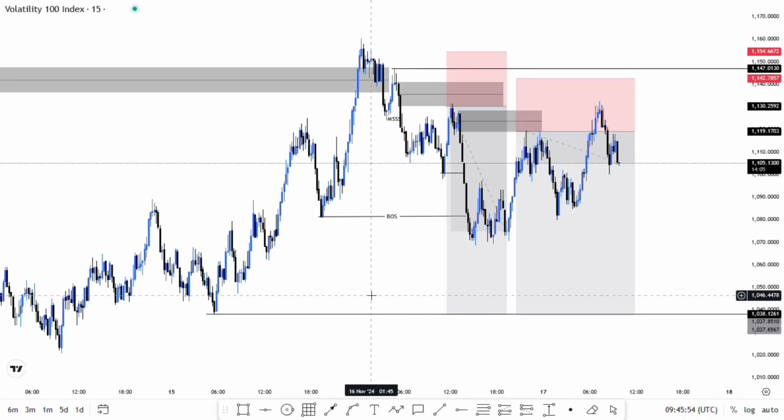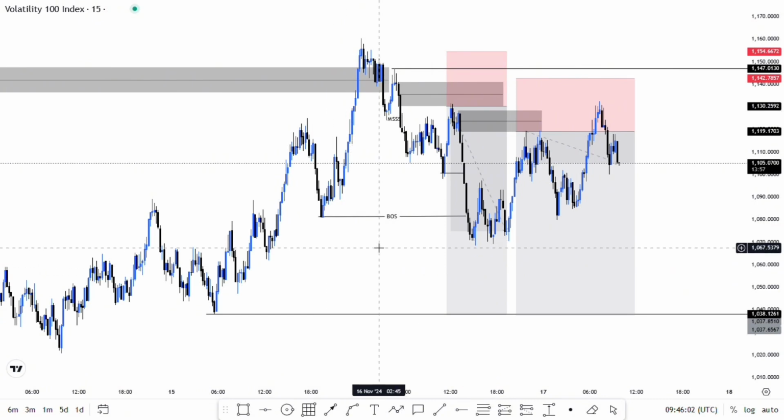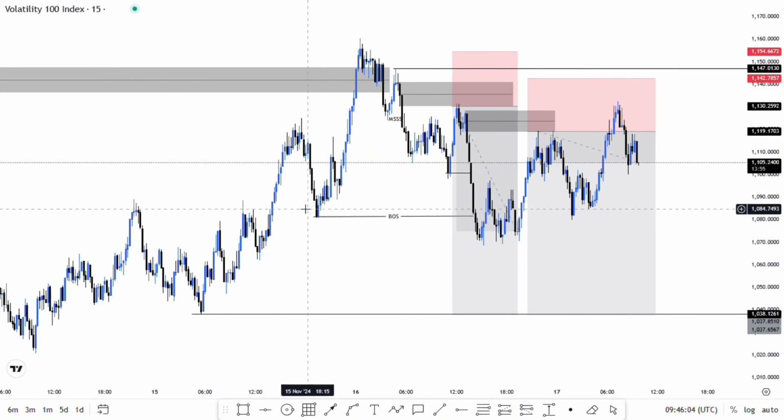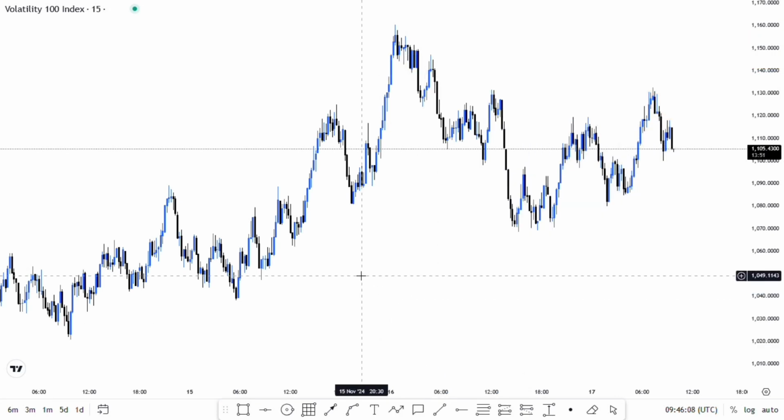We just analyzed volatility 50. Now we're going to be analyzing volatility 100, which is also a synthetic index. Looking at this chart, let me remove all drawings and move to the daily time frame.